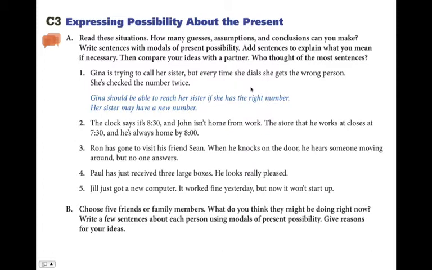Her sister may have a new number. It's possible that her sister has a new number.